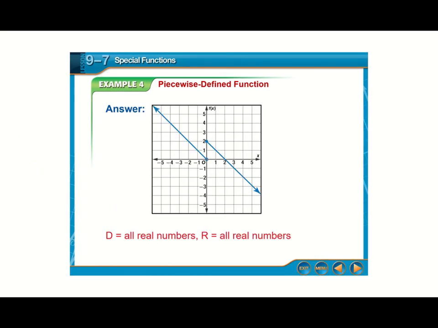Very nice. The domain is all real numbers because you're not missing any x values. This continually goes from the left to the right. Even in the middle where there's a break in the graph, it still hits all of those x coordinates, and the range is the same. It goes from the bottom to the top without missing any y coordinate.